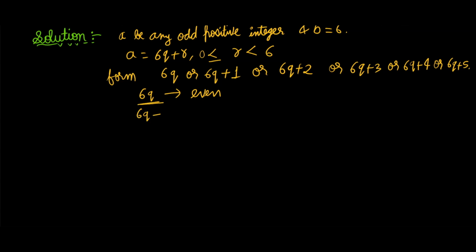And 6q plus 1 has a remainder 1, so it is odd. 6q plus 2, so we can take 2 common, so 2 into 3q plus 1, so it is also even.